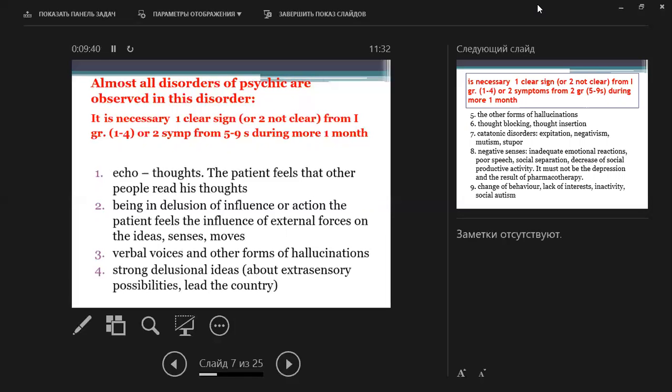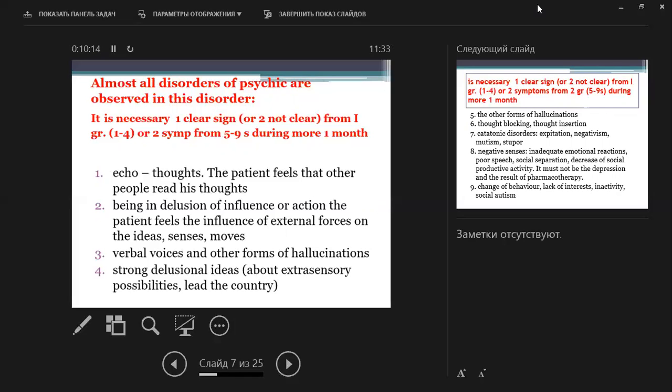The patients feel that other people read their thoughts, or maybe the opposite situation, when these patients understand and read the ideas and thoughts of other people. It is echo thoughts, or sometimes you can find the information as open thoughts, or syndrome of open thoughts, in different books and literature.